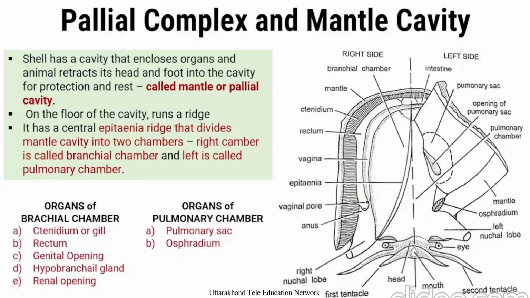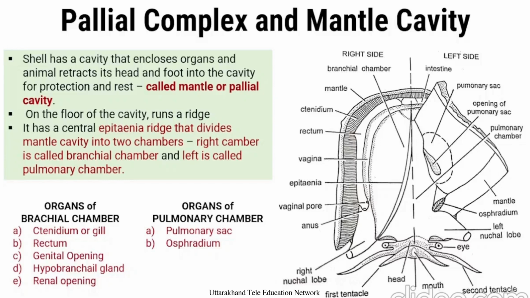And after the ctenidium, you can see here the rectum, which lies to the left of the ctenidium on the floor of the branchial chamber. It is a raised tube-like organ, extending from the extreme posterior end of the mantle cavity and terminating a little behind the right nuchal lobe. And its external opening is the anus, which is surrounded by a rosette of minute papillae.